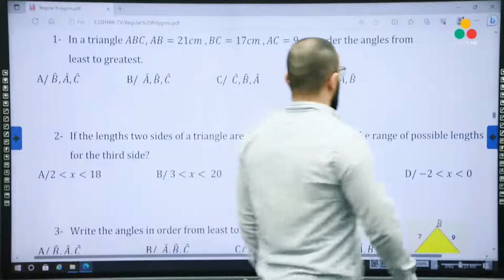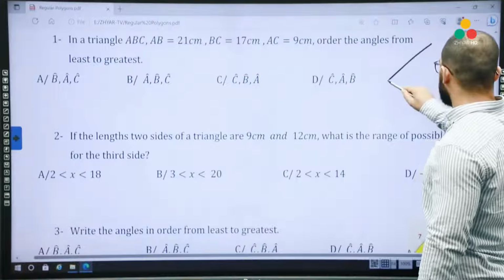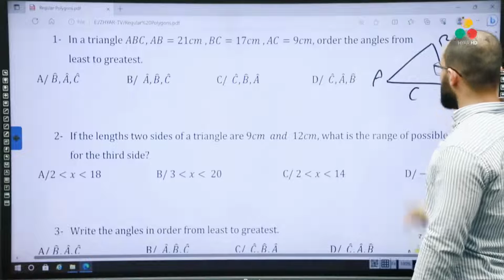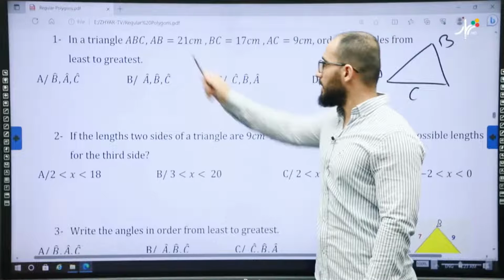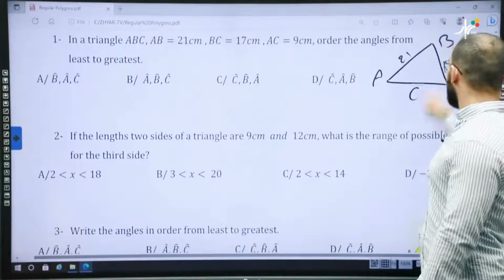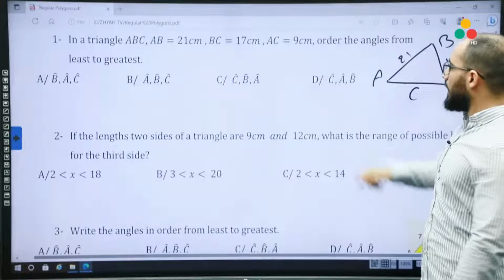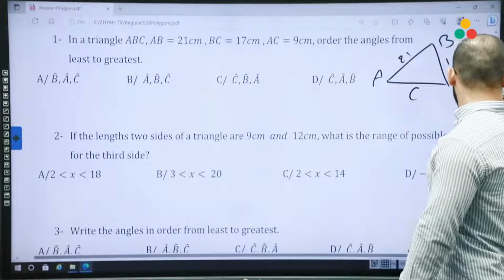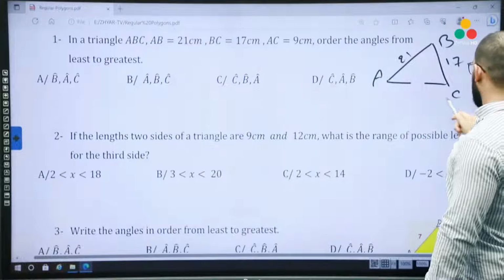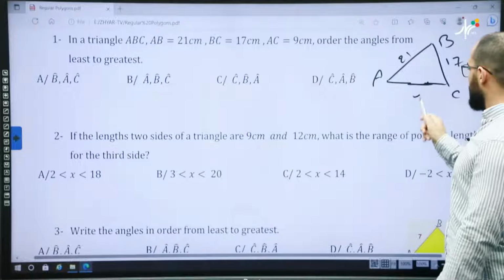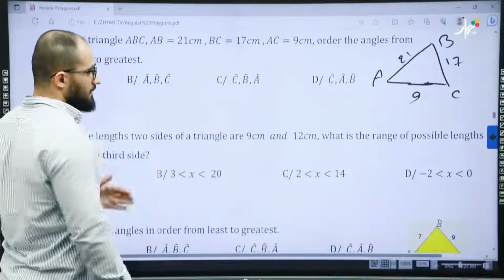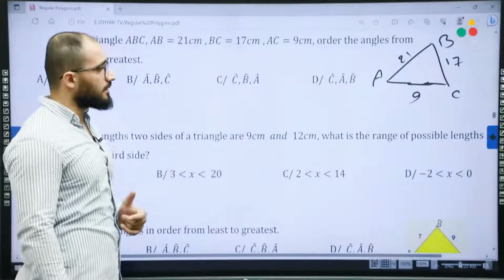Okay, so here is the graph. Let's draw a graph of the triangle. We have A, B, C. The measure of AB is 21. BC is 17. And AC is 9. So right now we have to order the angles from least to greatest because the sides are given. That's why we order the angles.